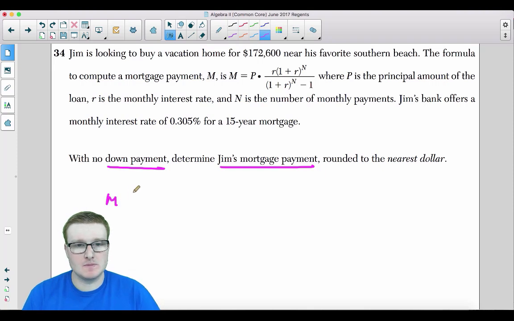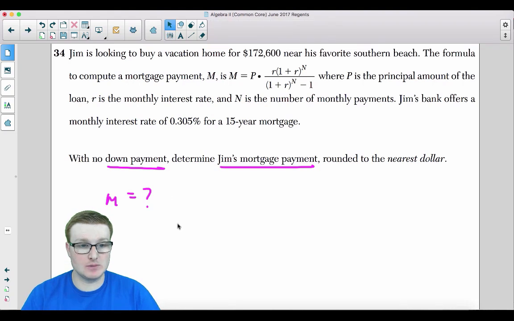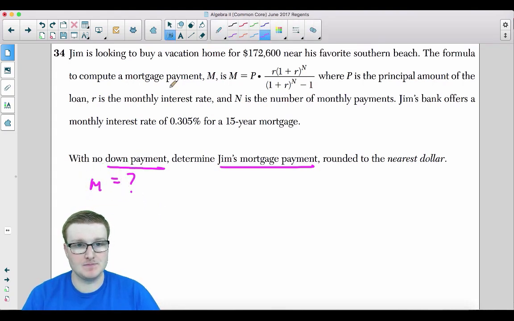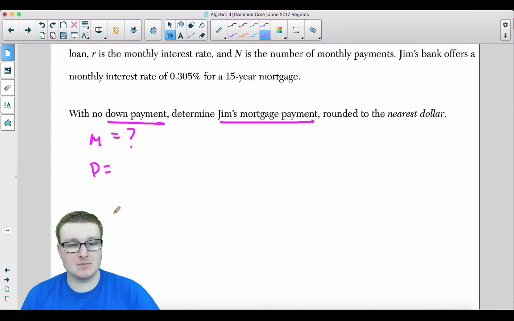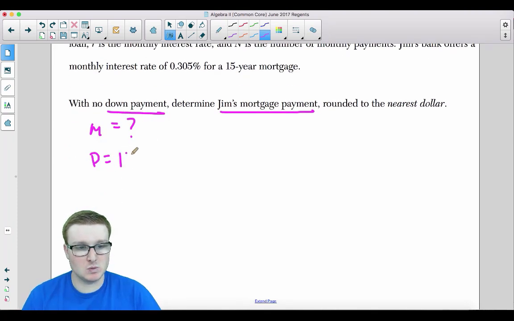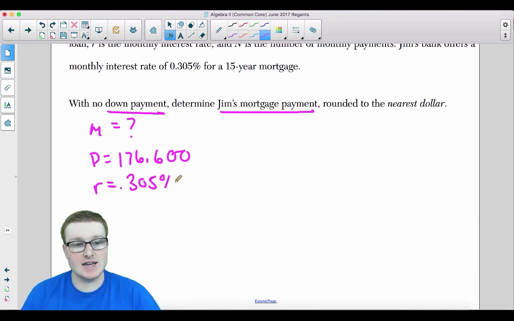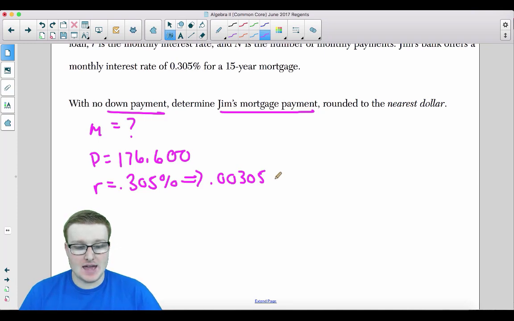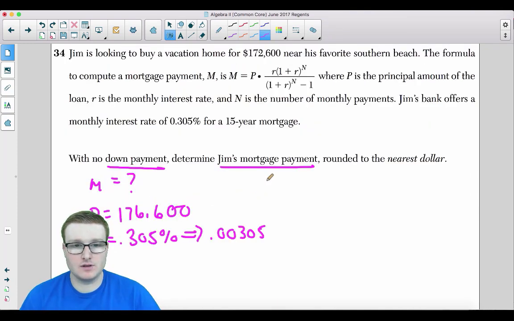So the mortgage is this formula up here. That's what we're trying to find, people. The mortgage is your big question mark. The principal is how much money the house costs. So that's $172,600. So the principal is $172,600. The little r, lowercase r, that is the rate of 0.305%, but you have to convert it to a decimal, which is 0.00305. And that's it.